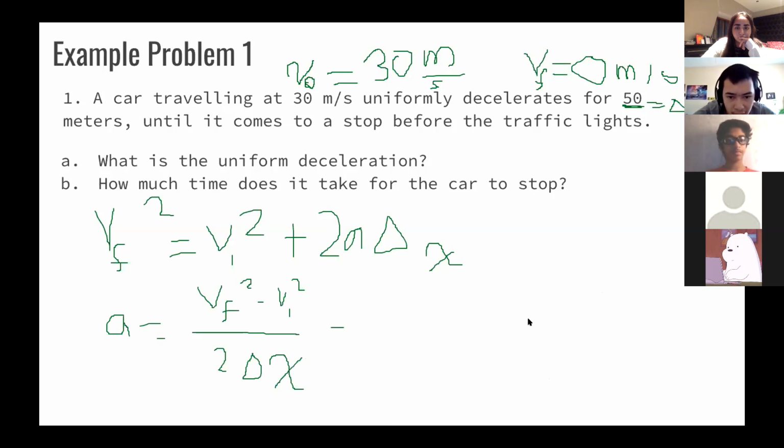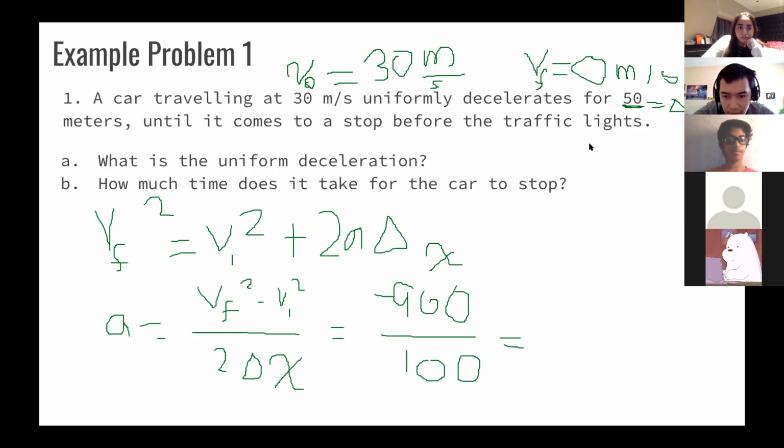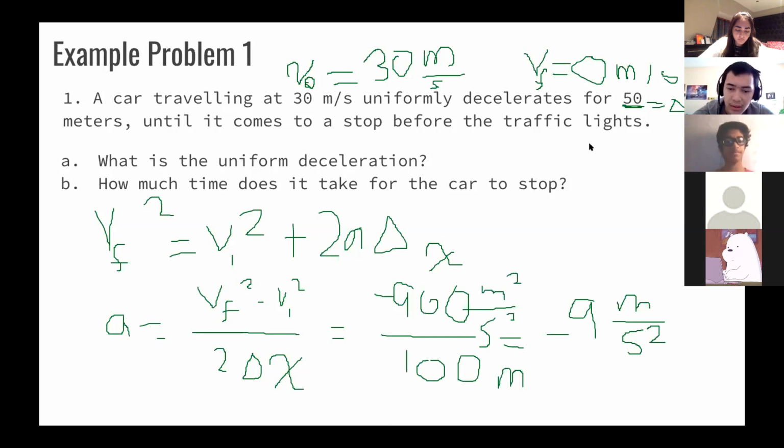Plugging our values in, we get negative 900 divided by 100. So we have negative 9 meters per second squared, because 900 is in meters squared per second squared, divided by meters. We can just cancel out one of the m's and we're left with meters per second squared.